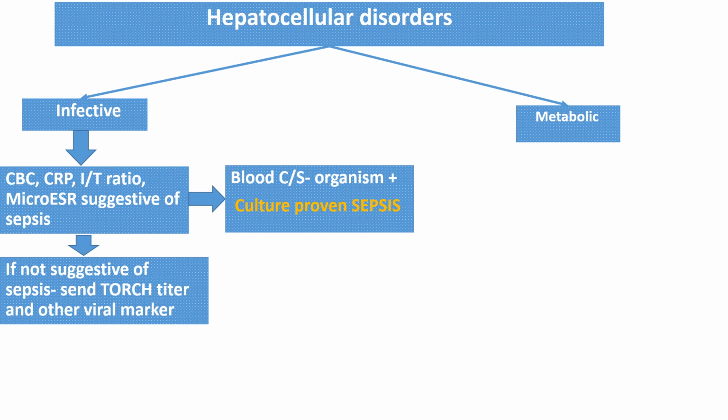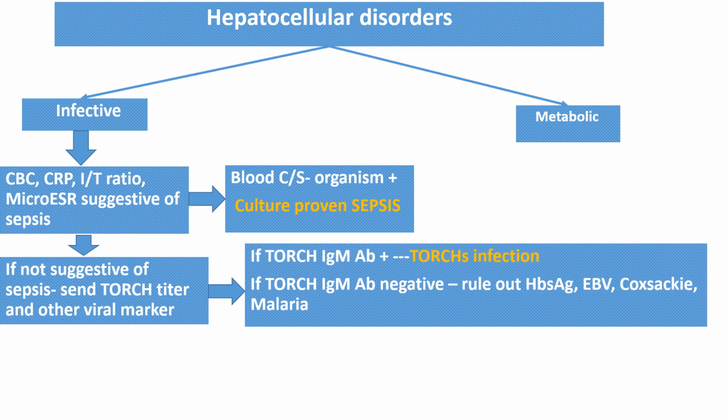If it is not suggestive of sepsis, then you have to send the TORCH titer and other viral markers. If TORCH IgM antibodies are positive for specific toxoplasma, rubella, CMV or herpes, then you have to treat accordingly. If TORCH IgM antibody is negative, then rule out other viral infections and parasitic infections. Example: HBs antigen, Epstein-Barr virus, Coxsackie virus, malaria. All these should be sent.